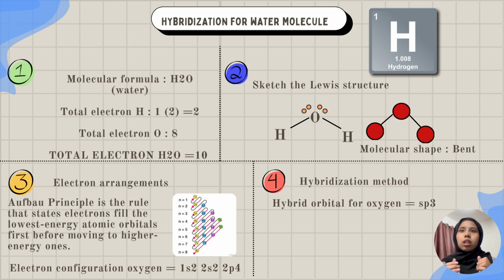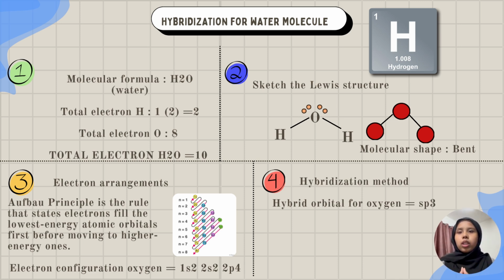The next step is to sketch the Lewis structure. In the Lewis diagram, oxygen is at the center, bonded with 2 hydrogen atoms by single bonds. Oxygen also has 2 lone pairs that are shown as dots. The molecular shape of this molecule is not linear but bent, because it has lone pairs.